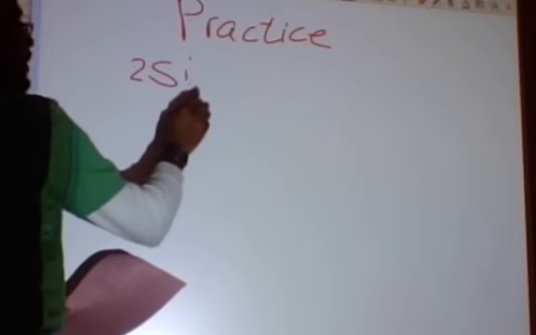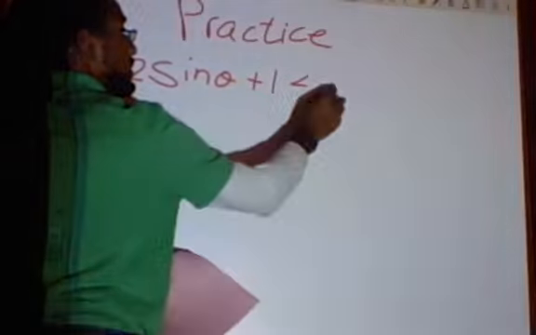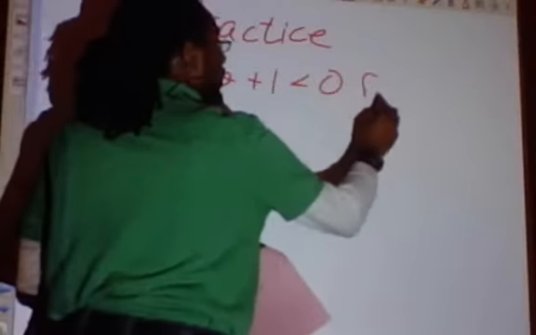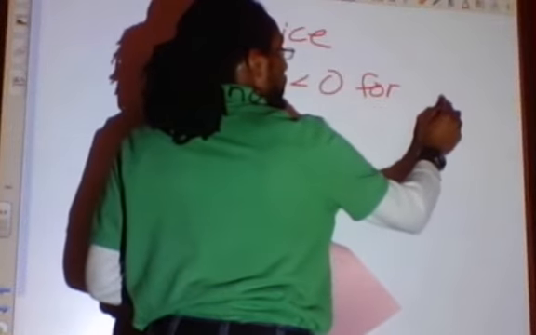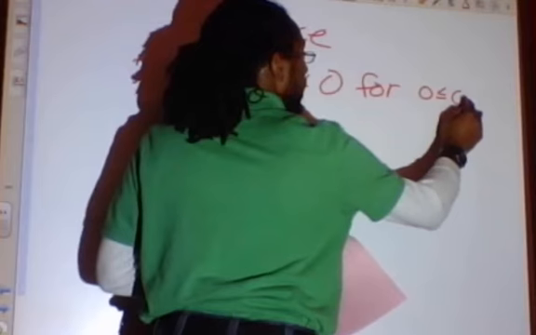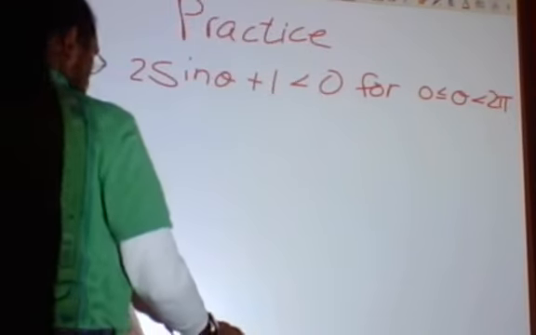So 2 sine theta plus 1, just like the last one, is going to be less than 0. And it's going to be, once again, for theta being between 0 and 2 pi. We're going to check that out and see how it happens.